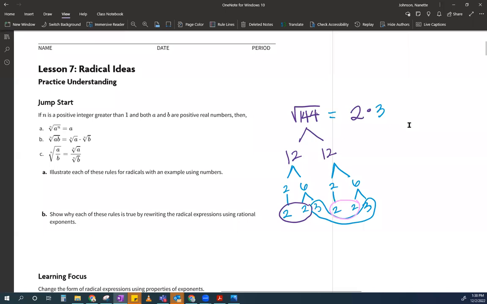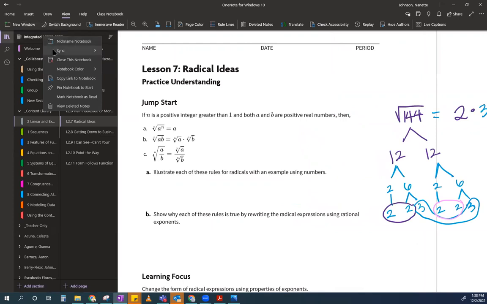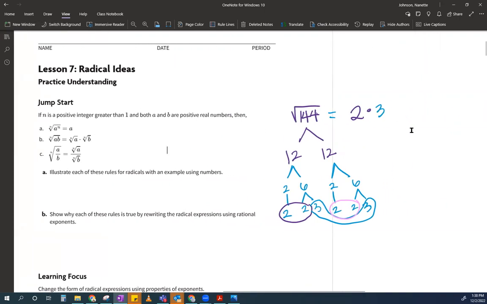Isn't that awesome how we already knew that the square root of 144 is 12? It is 12. Wow. Math, right? So no matter which way you do it, it should make sense.